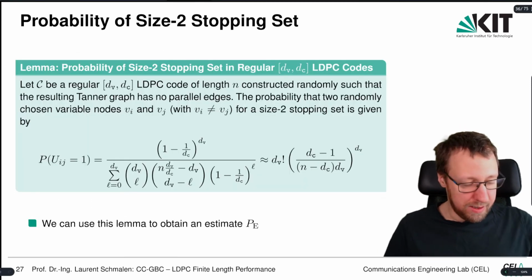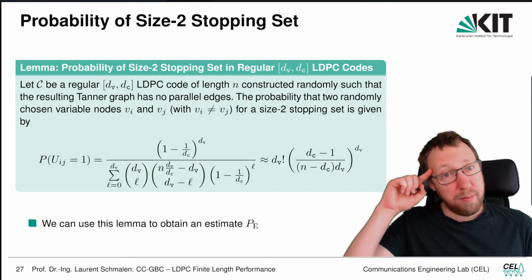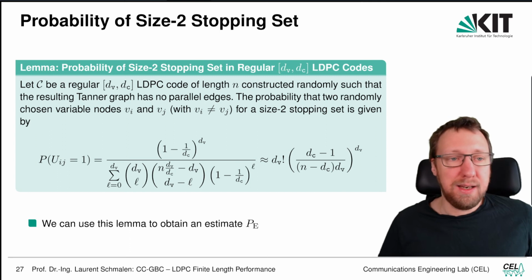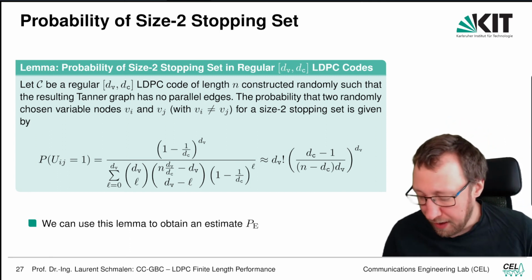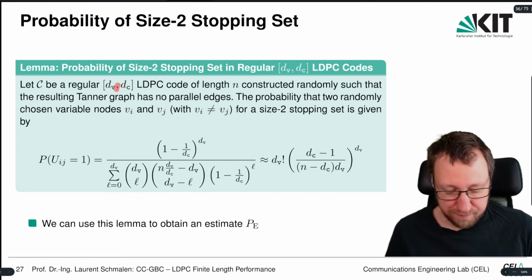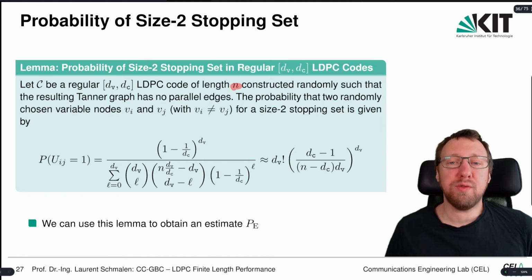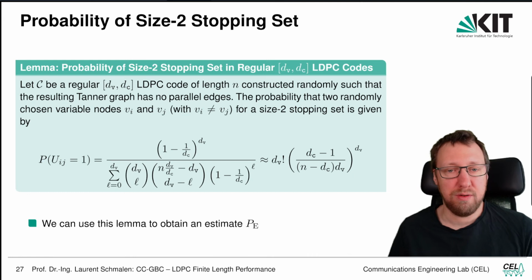So this is the general approximation. So we have the probability of a size 2 stopping set. We can formulate this lemma, which we have just proven in fact, in the following way. So we have a regular dv, dc LDPC code of length n constructed randomly such that we don't have parallel edges in the Tanner graph.